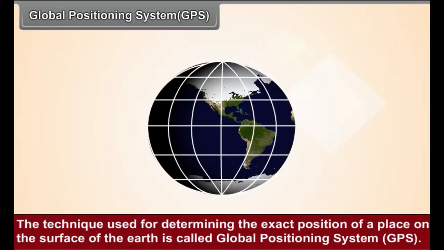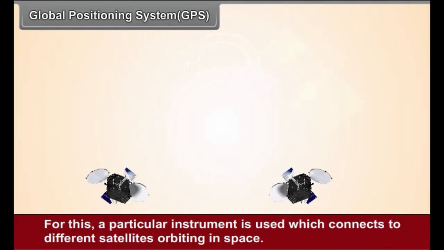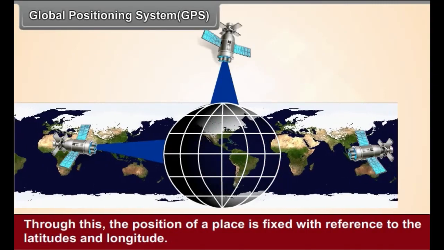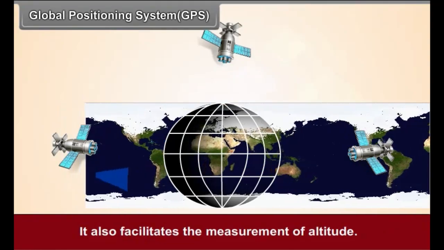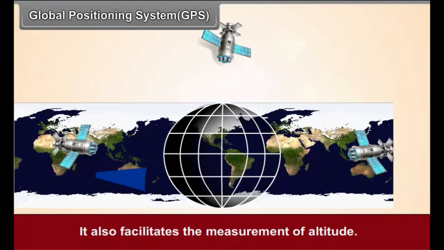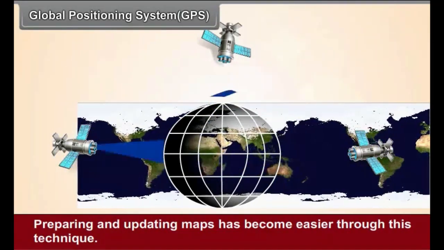Global Positioning System (GPS). The technique used for determining the exact position of a place on the surface of Earth is called Global Positioning System (GPS). For this, a particular instrument is used which connects to different satellites orbiting in space. Through this, the position of a place is fixed with reference to latitudes and longitudes. It also facilitates the measurement of altitude. Preparing and updating maps has become easier through this technique.